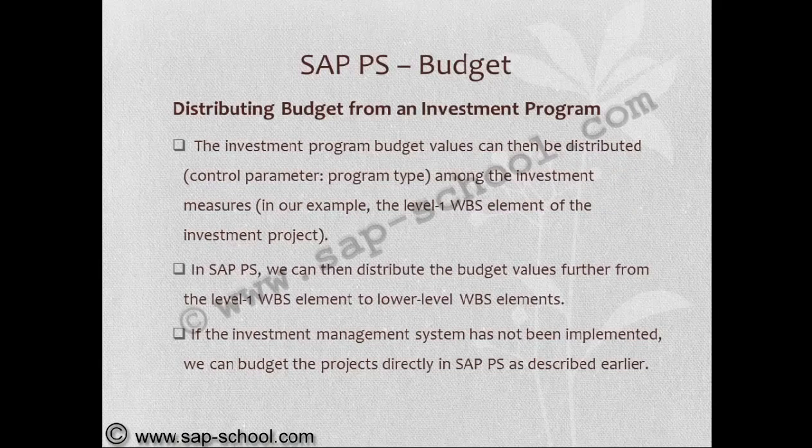The investment program budget values can then be distributed using the control parameter program type among the investment measures. That means level 1 WBS elements. In SAP Project System, we can then distribute the budget values further from the level 1 WBS element to lower level WBS elements. If the investment management system has not been implemented, we can budget the projects directly in SAP Project System as described earlier. So to use investment management, the investment module is mandatory.